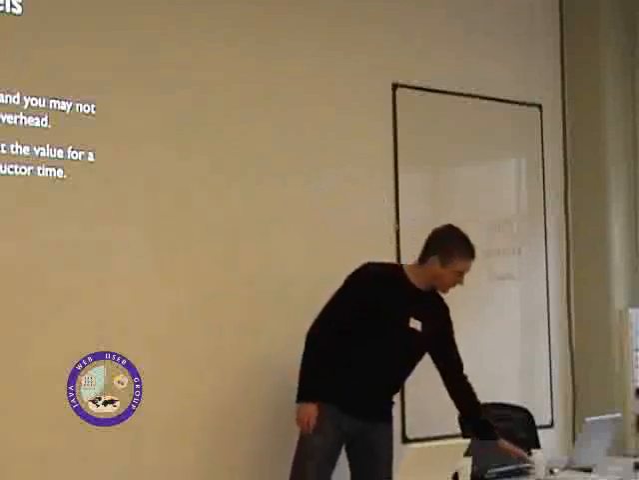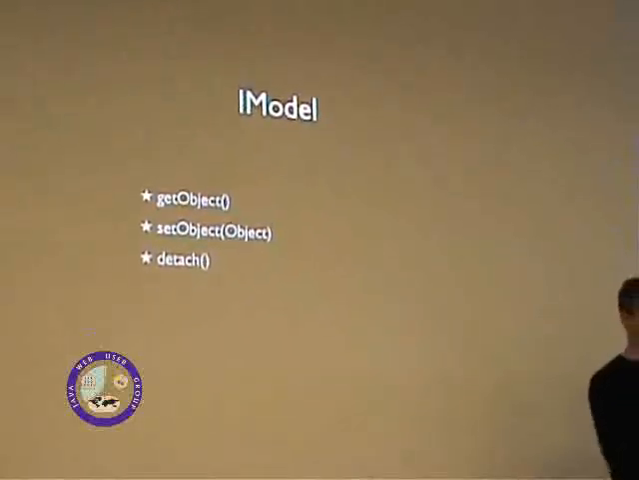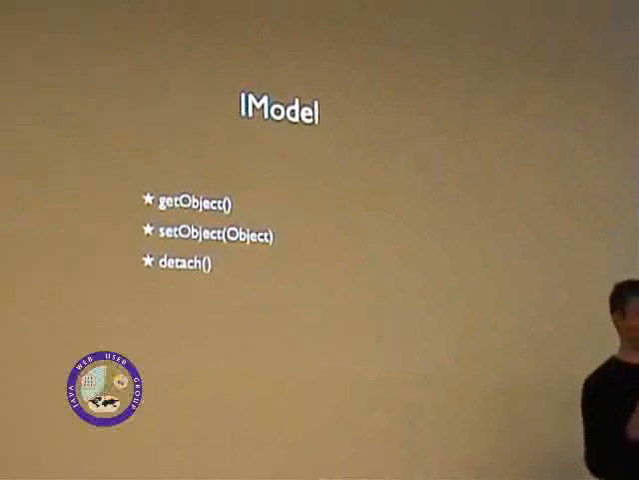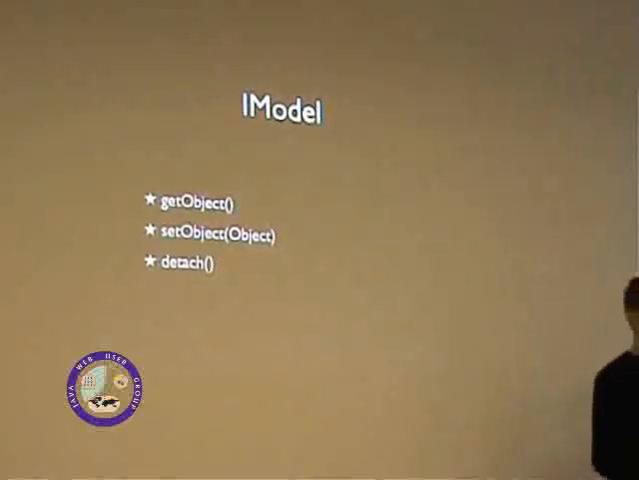So how do the models work? Well, we have an interface called IModel, and that just has these three things. So you go and implement these. There's a getObject. So for example, if you want to put a label on your page, that's going to have a string attached to it. So it's just going to be an output span or something with some text in the middle of it. So in getObject, you return the string you want to return.